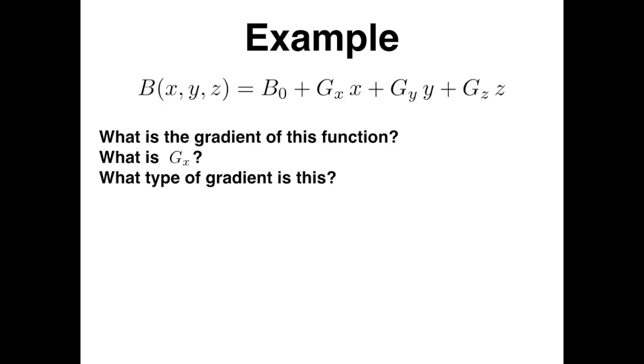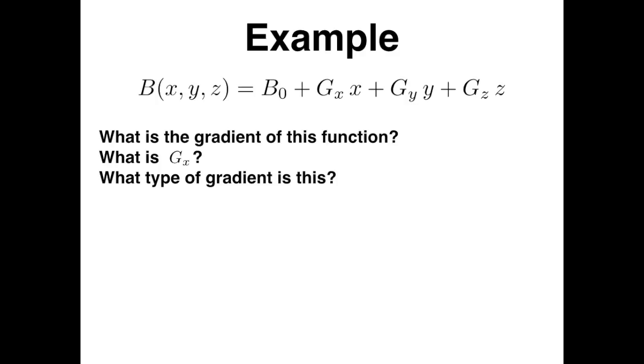Here's an example of what we've been talking about. Here is a function b. It accepts 3 real numbers as input, x, y, and z, and it's defined as b naught plus g sub x x plus g sub y y plus g sub z z. And so the questions are, what is the gradient of this function? What is g sub x? And what type of gradient is this?